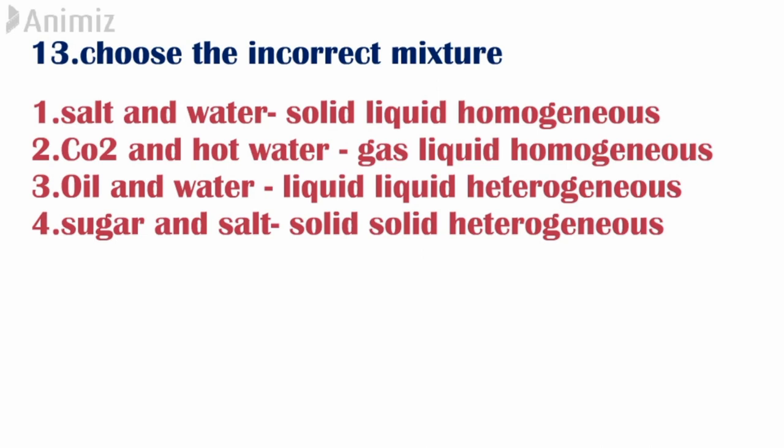Then the next question. Choose the incorrect mixture. Now let's go through the answers. In the first answer, salt and water, that is solid liquid homogeneous, that is correct. Then in the third, oil and water is liquid liquid heterogeneous, that is also correct. Then in the fourth, sugar and salt, that is solid solid heterogeneous. Here the incorrect one is CO2 and hot water, which is gas liquid heterogeneous, not homogeneous.